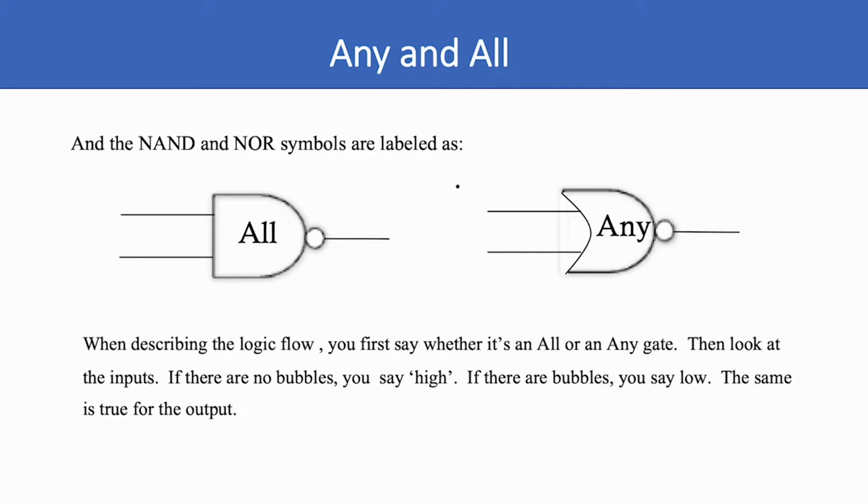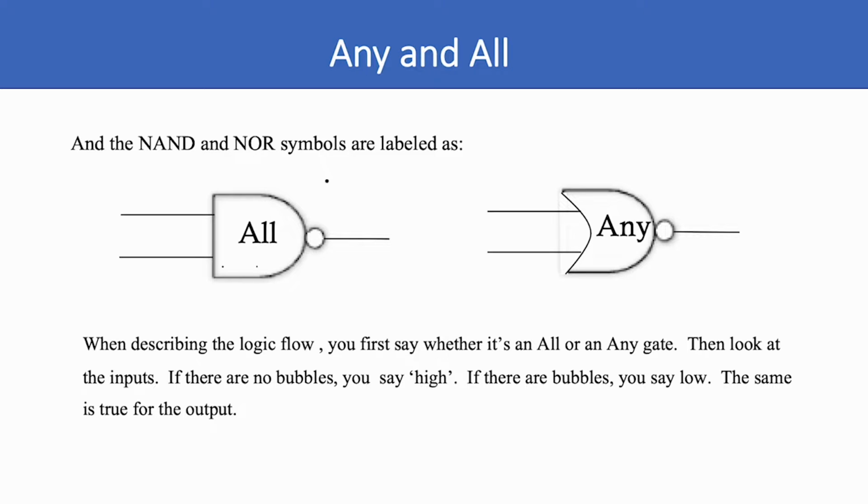The NAND gate symbols would be organized as such, NAND and NOR symbols. The NAND gate, since it's an AND with a NOT on the output, would be called an ALL. And the OR gate with an inverter bubble on the output would be called an ANY gate. So how do we read this?